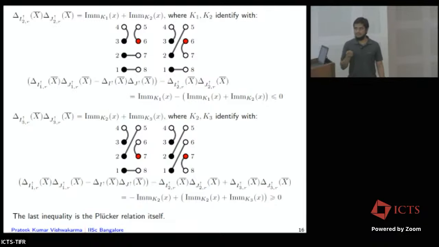Now, finally, to identify the next inequality, we again draw the Kauffman diagrams for I_3^R, J_3^R, and we do the computation with the residue immanant from the previous inequality, and we get the non-negativity, and the last inequality is the Plücker relation itself. So we don't have to verify that.